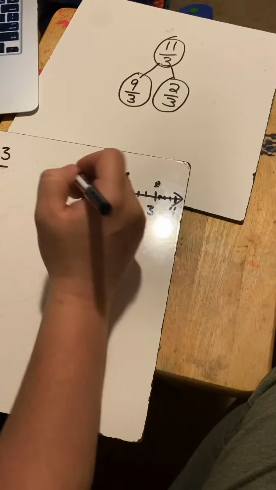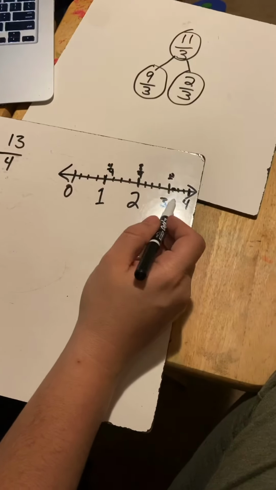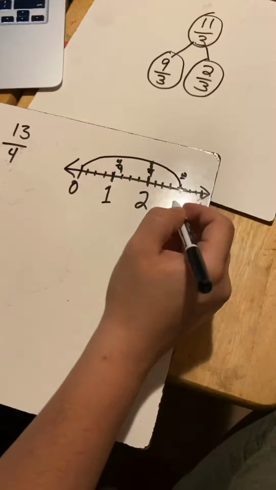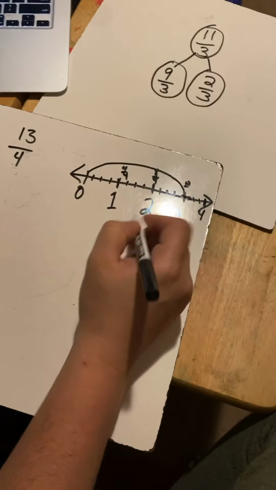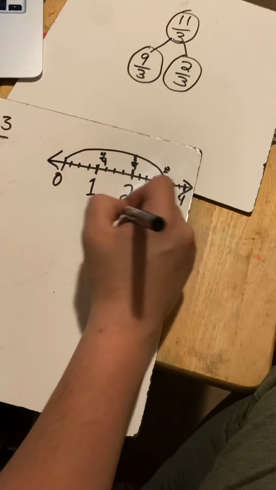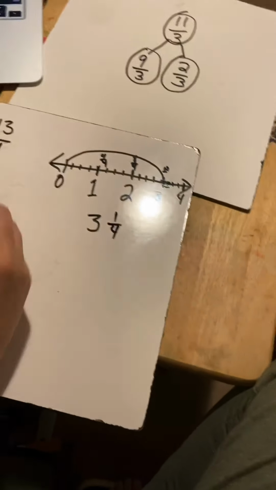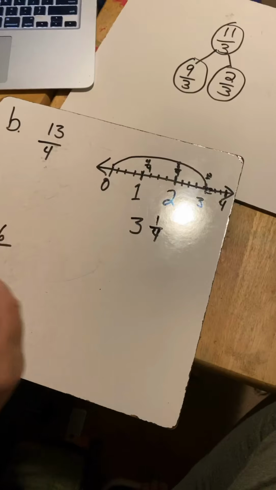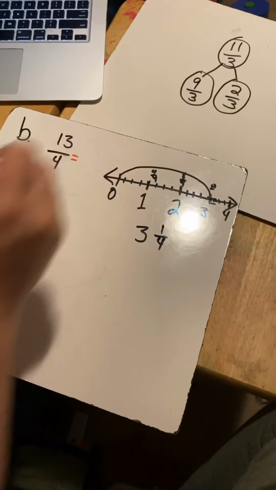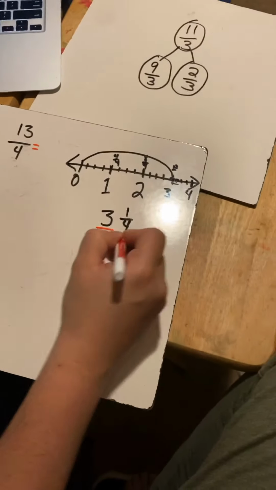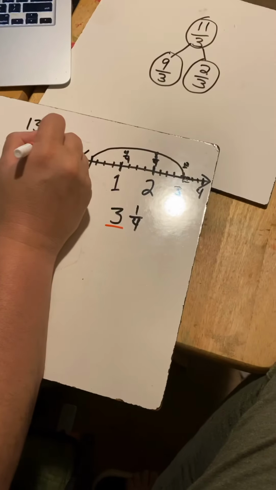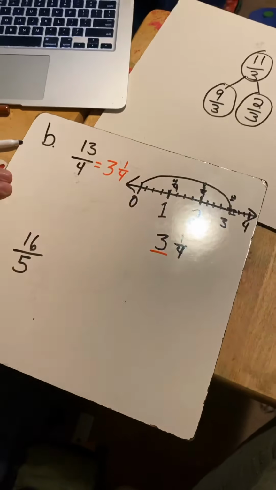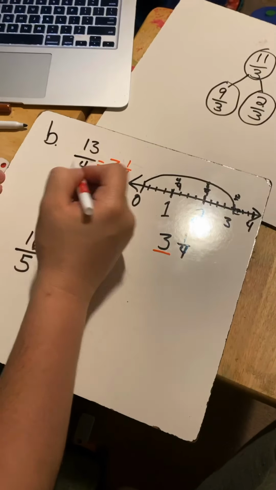So I'm going to start with 0. And how many whole numbers did I get to? I went 1, 2, 3, stopping at 3, 3 wholes. And then how many fourths were left over? That 1/4. So 13/4 equals, when I convert that to a mixed number, remember a mixed number has a whole number and a fraction, 13/4 is equal to 3 and 1/4. There's my mixed number. Improper fraction, mixed number.